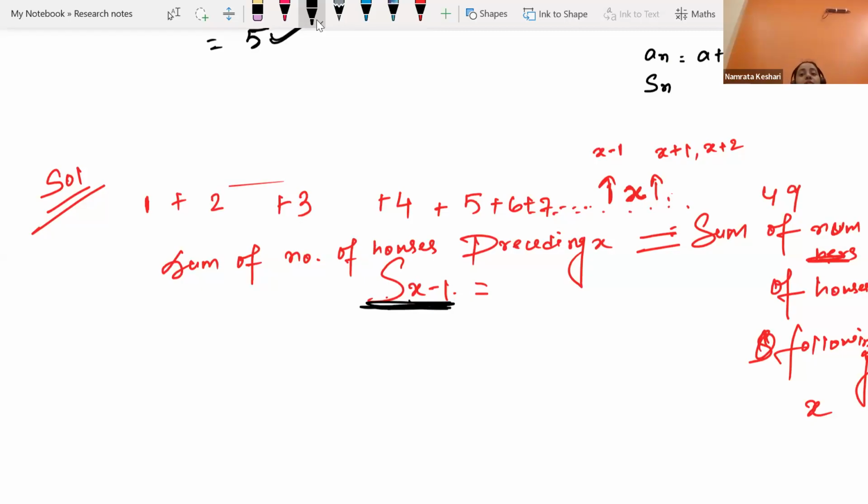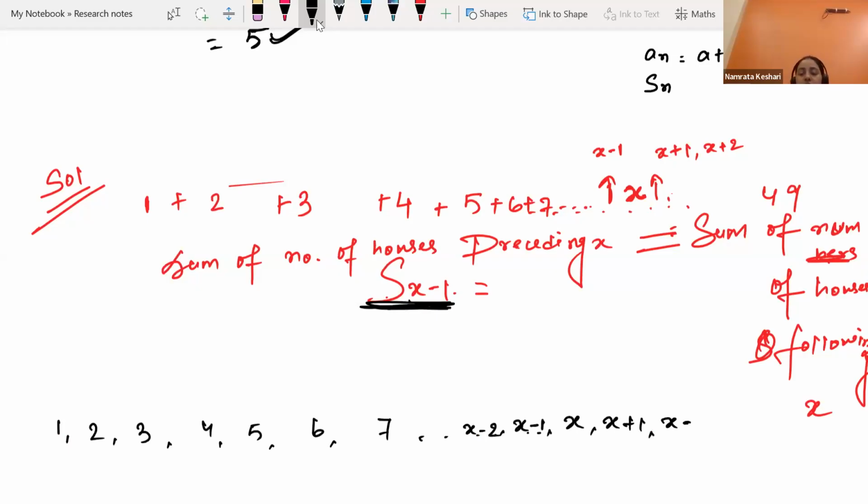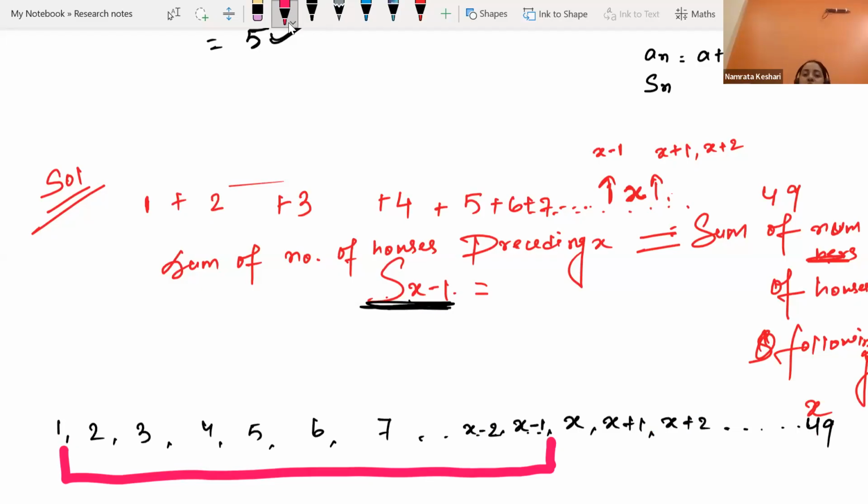But on the other side, it is like this: 1, then 2, then 3, then 4, then 5, then 6, then 7, and somewhere x. Just before it is x minus 1, before that x minus 2, like that. And after it x plus 1, then x plus 2, and it keeps going until 49. The condition says that the sum till x minus 1, that means the sum before x, is equal to the sum of numbers after x, that means from x plus 1 to 49, right?